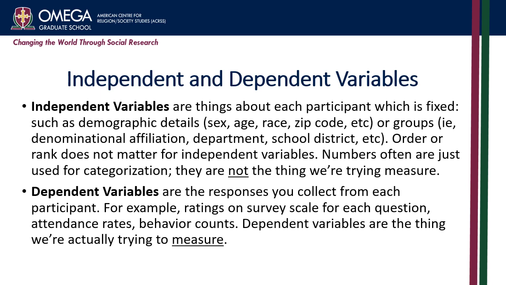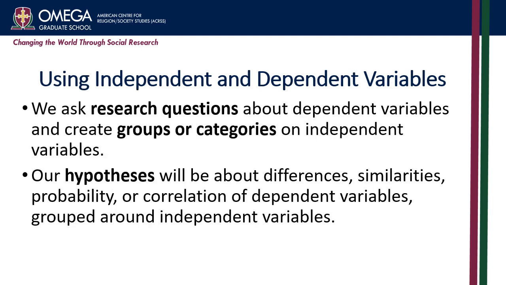Whereas dependent variables are the responses you collect from each participant. For example, the ratings on a survey scale for each question, attendance rates, behavior counts. Dependent variables are the thing we're actually trying to measure. So in the example of the Durrell, the independent variables may have been sex, race, denomination, maybe even a particular church, whereas the dependent variables were organizational, non-organizational, and intrinsic religiosity. Those were the things we were actually trying to measure.